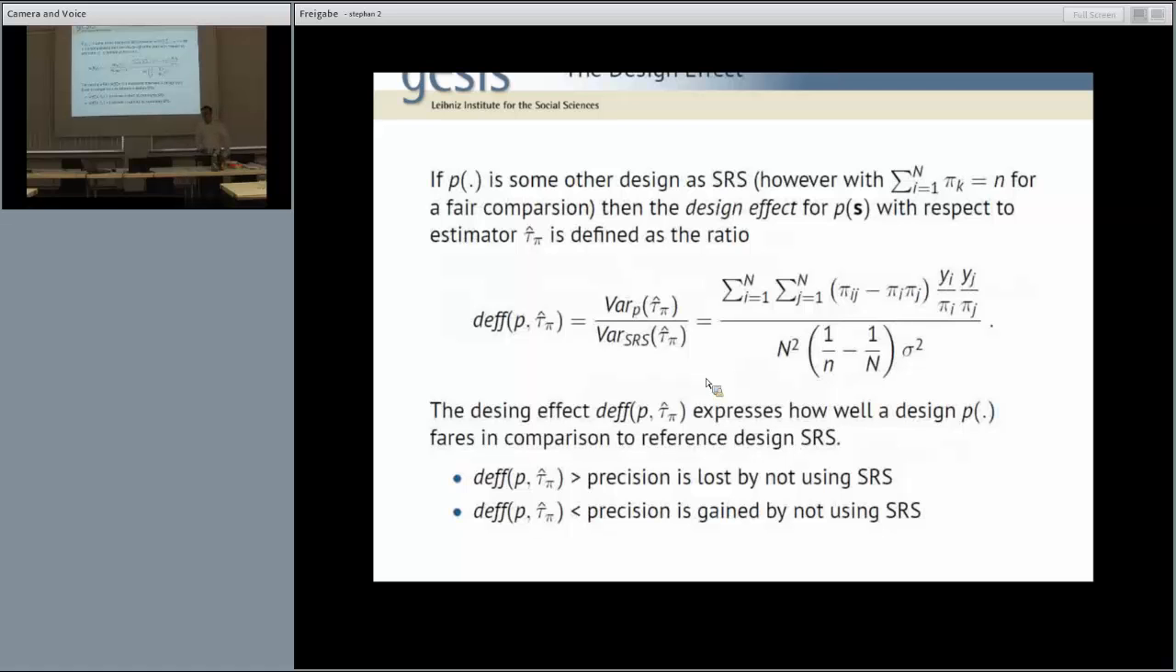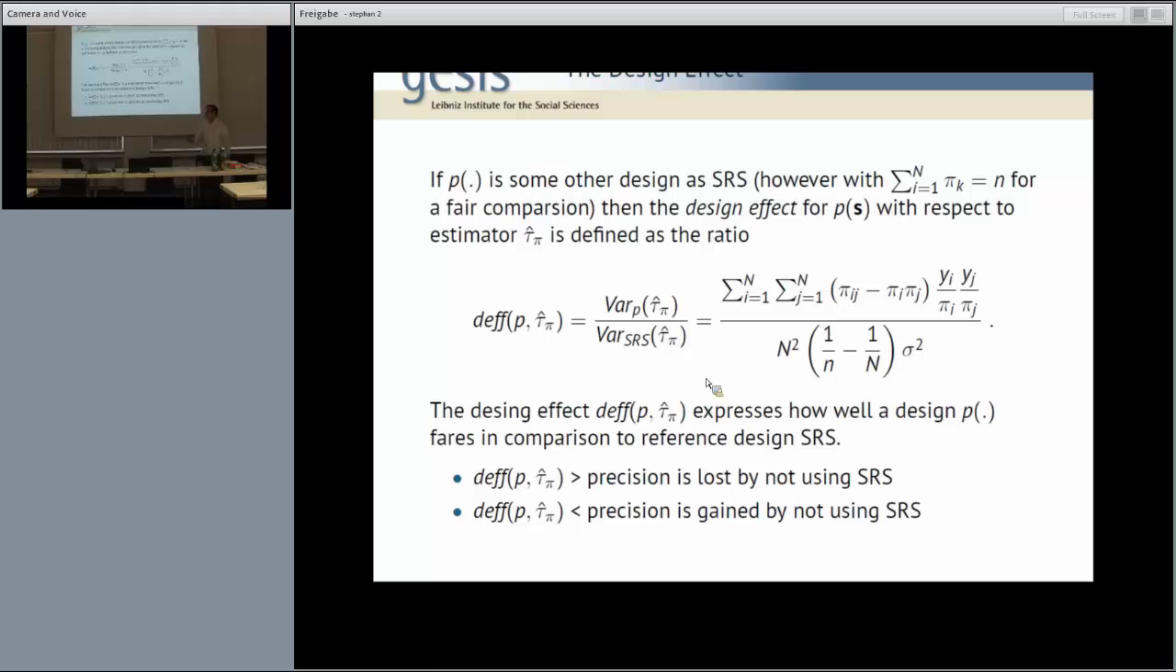Okay, so now the design effect. The design effect is defined as the ratio between the variance of our Hurwitz-Thompson estimator divided by that under the reference design. And the reference design is always the simple random sampling design. So we look at how a possibly more complicated design fares against the reference design. And to be fair, we have to compare designs that have the same expected sample size. In case of a fixed sample size, as in our case, the sum of the inclusion probabilities over the universe is always n, the sample size. So we have to be fair here, comparing sampling designs with the same sample sizes.